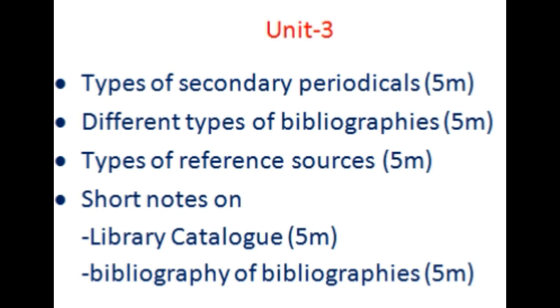Next, in unit 3, it's all about the secondary and tertiary sources of information. Here the types of secondary periodicals is important, and more important are the types of bibliographies or the concept of bibliographies. Then the types of reference sources is also important. Sometimes a short note on the library catalog or the bibliography of bibliographies for 5 marks each may be asked, so be prepared.